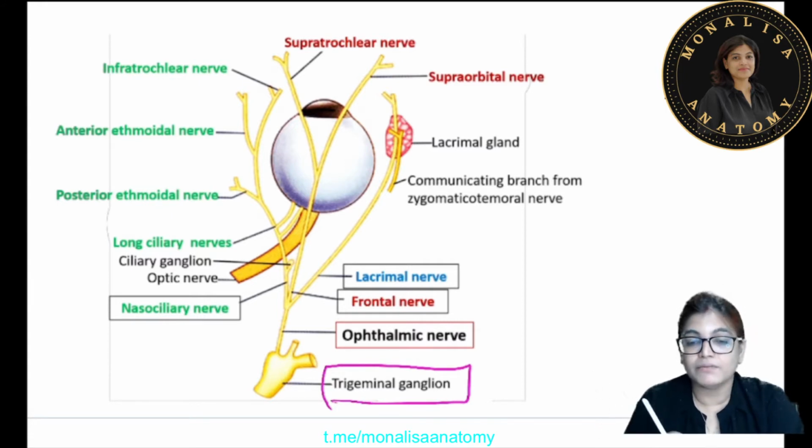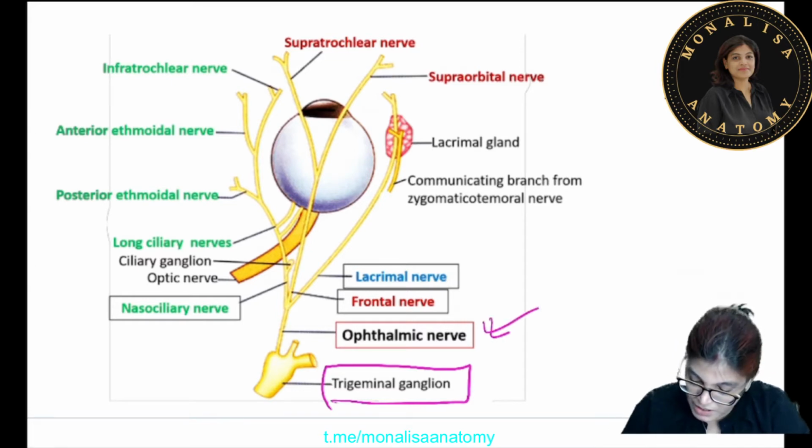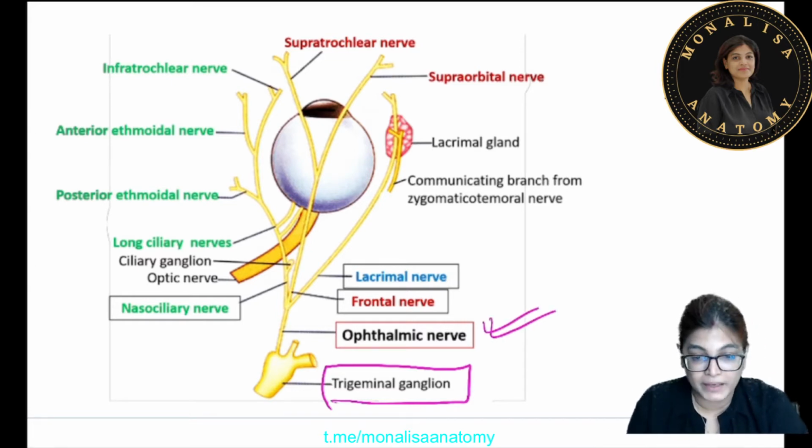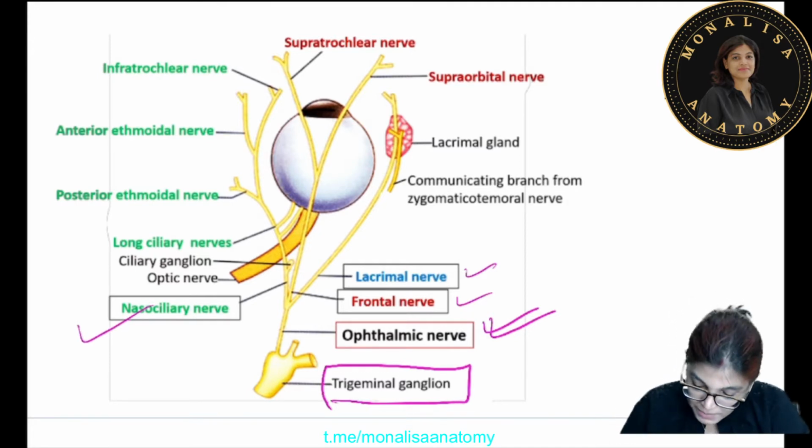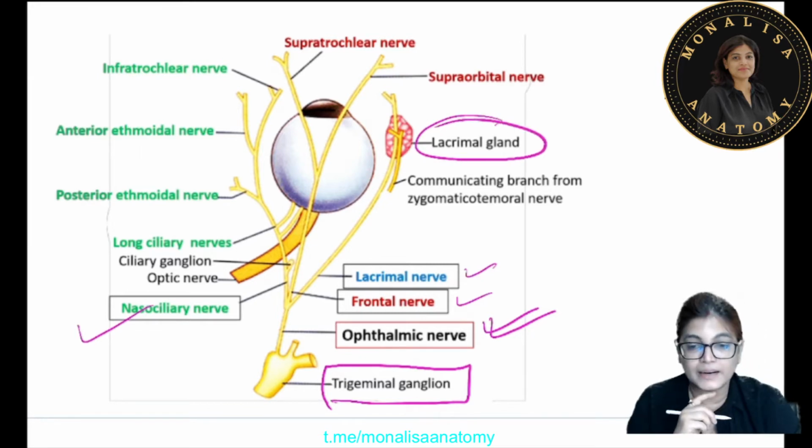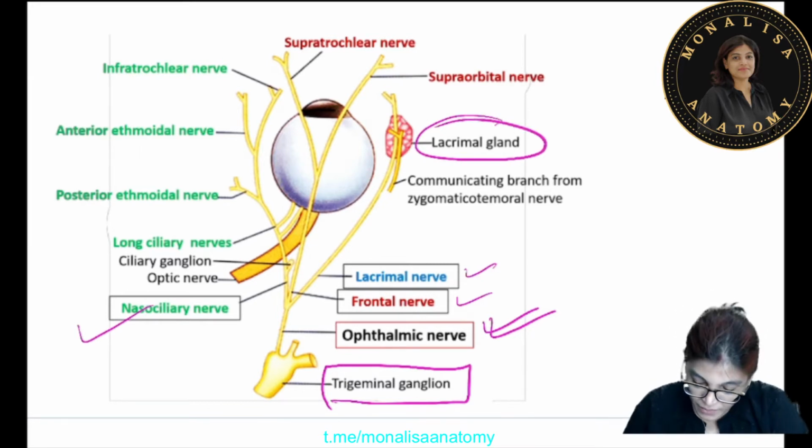One is the ophthalmic nerve, the other is the maxillary, and the third one is the mandibular. So let's come to the discussion of the first, that is the ophthalmic nerve. The ophthalmic nerve will give its three primary branches, that is lacrimal, frontal and nasociliary. The lacrimal branch will go towards the lacrimal gland as shown in the diagram.